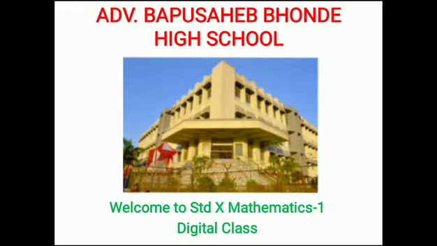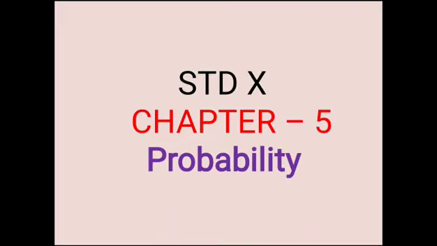Today we will start with chapter 5, probability. We use words like probable, maybe, impossible, sure, nearly, 50-50 to express the possibility in our daily conversation.